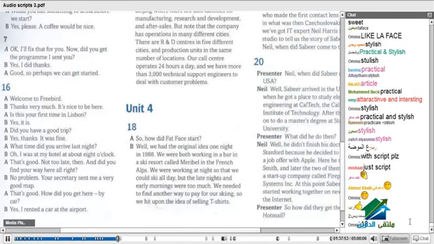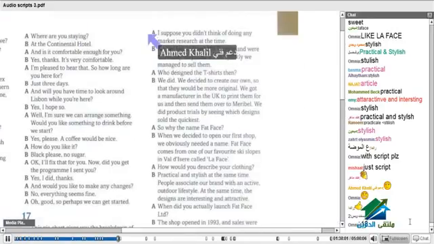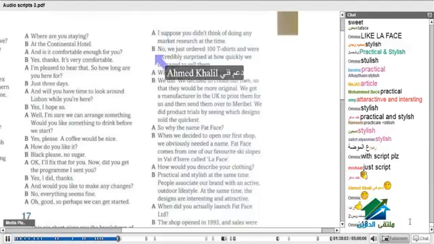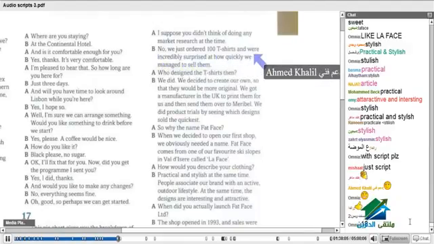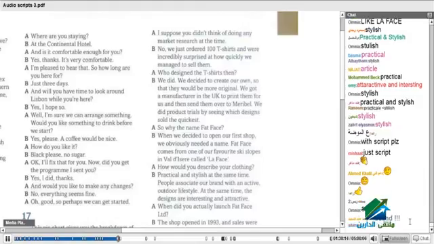I suppose you didn't think of doing any market research at the time? No, we just ordered 100 t-shirts and were incredibly surprised at how quickly we managed to sell them. Who designed the t-shirts then? We did. We decided to create our own so that they would be more original. We got a manufacturer in the UK to print them for us and then send them over to Meribel. We did product trials by seeing which designs sold the quickest.